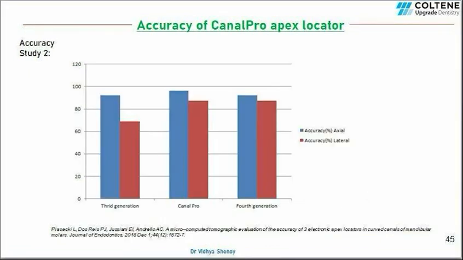So this is another study evaluating the accuracy of 3 electronic apex locators in curved canals of mandibular molars. So in this, a 3rd generation apex locator was compared with the CanalPro Apex Locator and another 4th generation apex locator. As you can see from this graph, the CanalPro Apex Locator was most accurate compared to the other 2 apex locators.